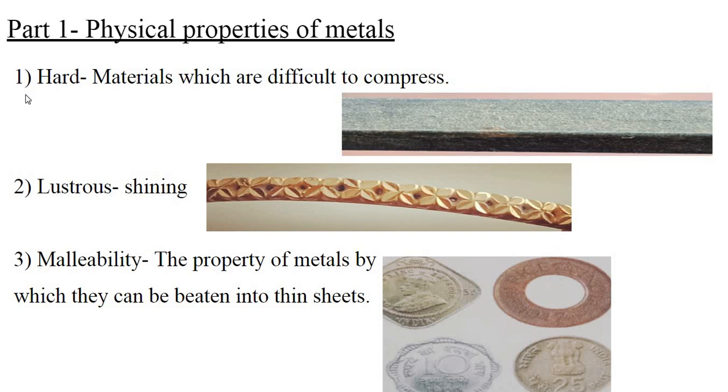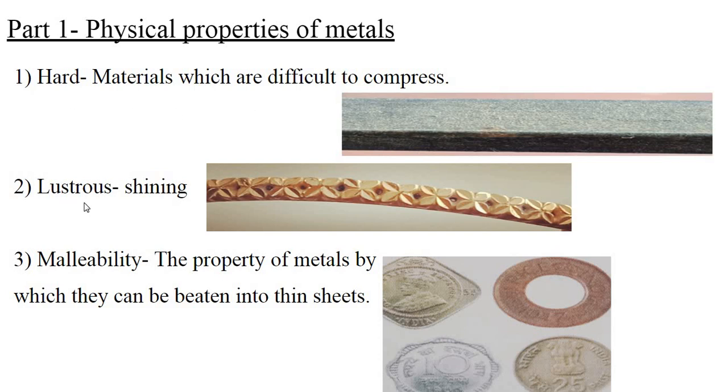First one: metals are very hard. Take one iron nail and try to beat it with a hammer. What will happen? Does its shape change? Yes, if you beat it strongly, its shape will change. Try the same with a pencil lead. What will happen? It will break into small pieces. From this, you can say that metals are very hard. It is difficult to compress.